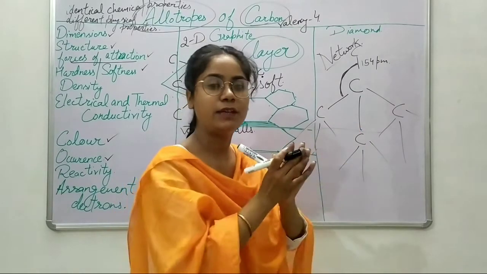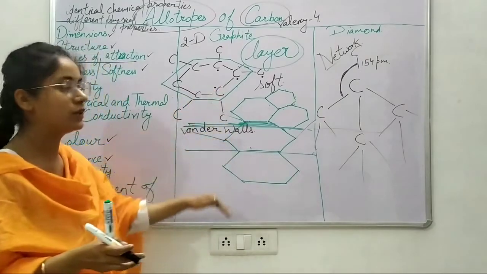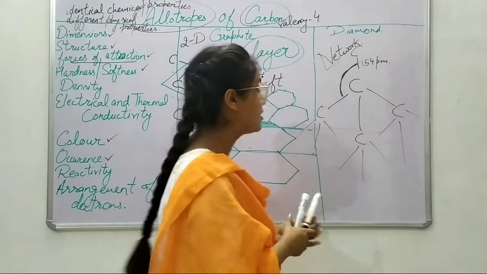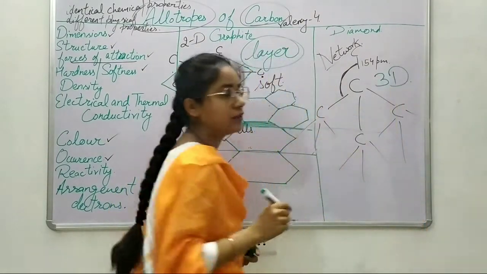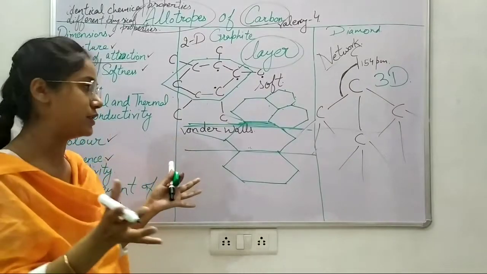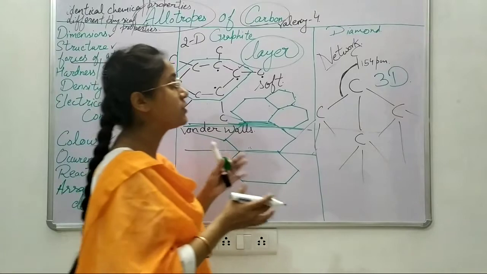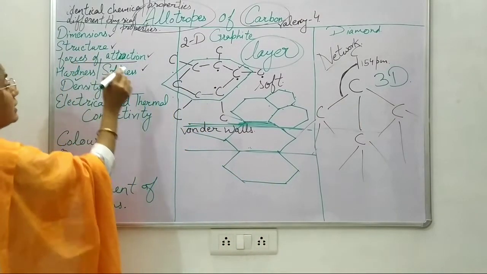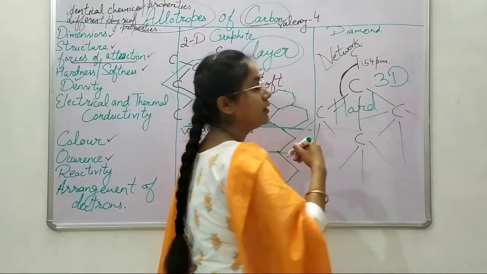It completely forms a strong network, and as in graphite layers were formed, in this case no layers are formed. A network is formed and it is 3D. Its structure is three-dimensional. Another thing is it has very strong forces of attraction among the atoms, and due to that carbon is hard.